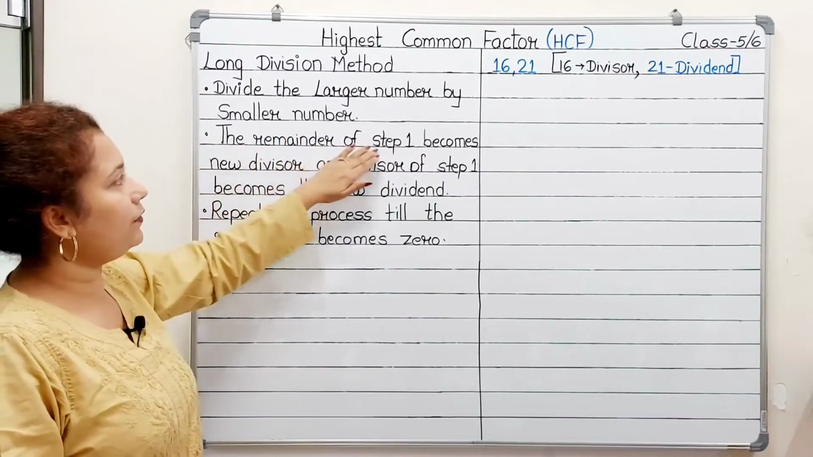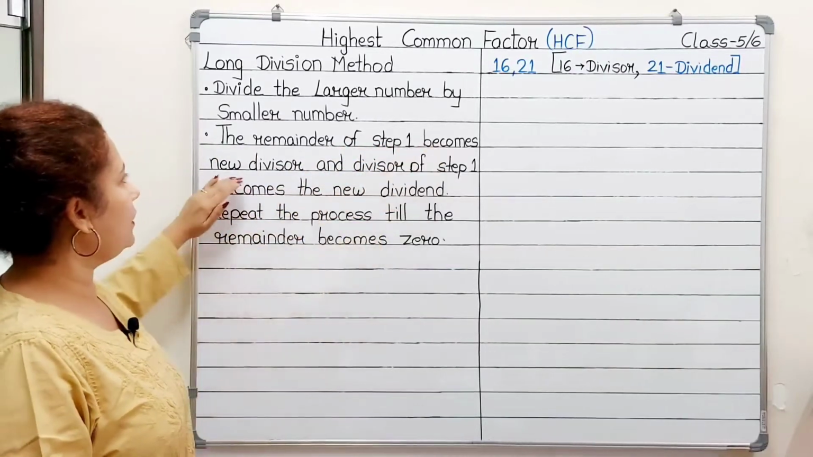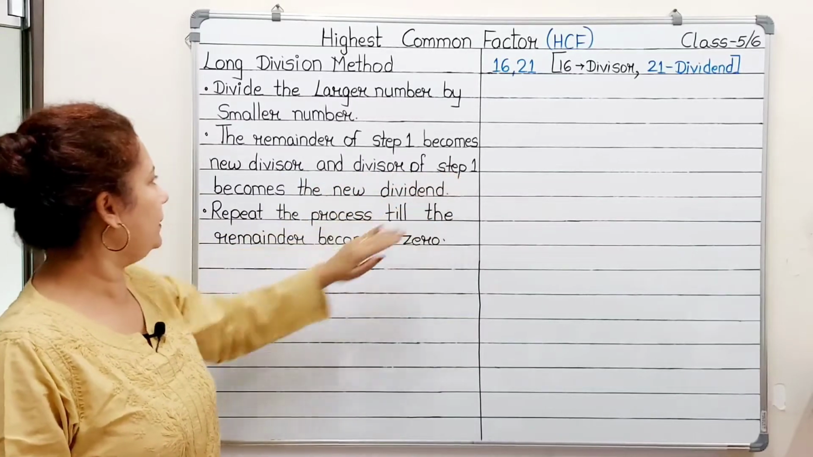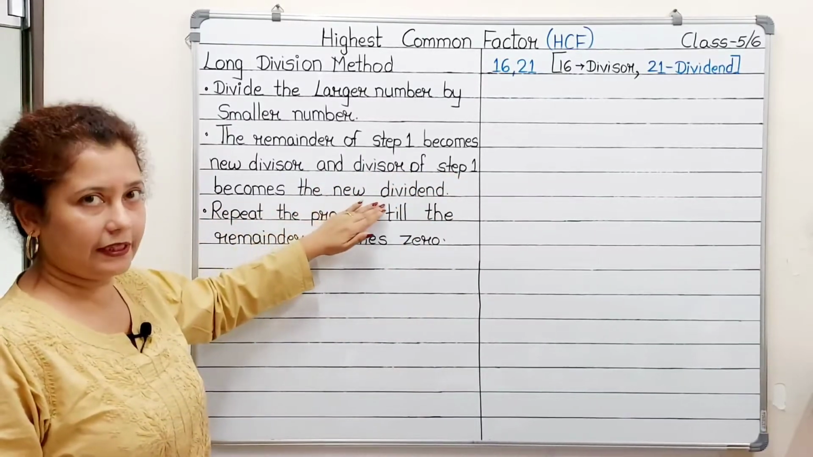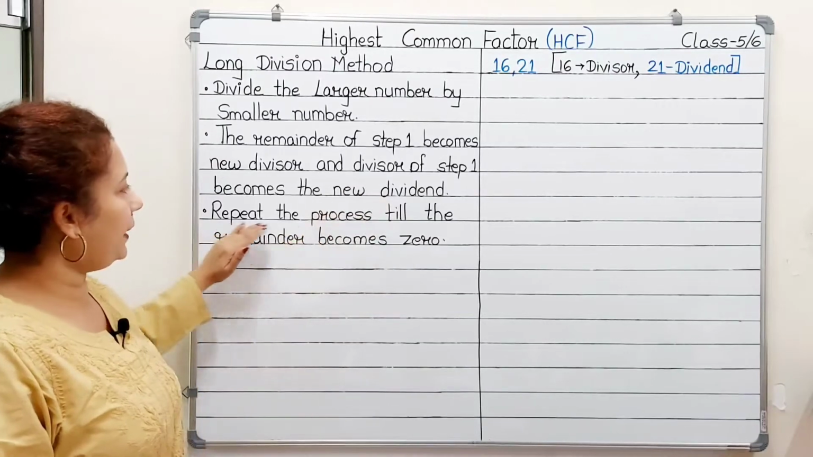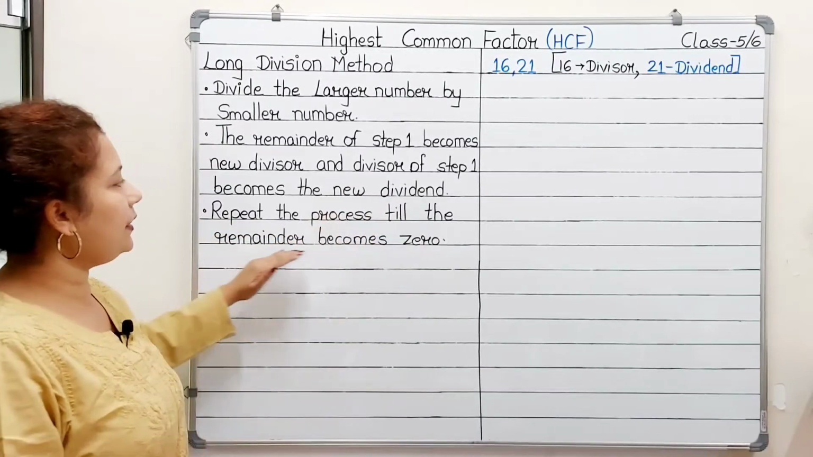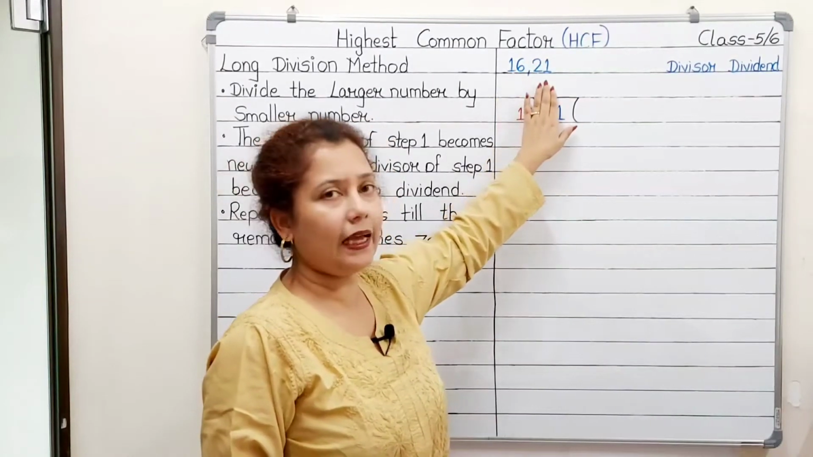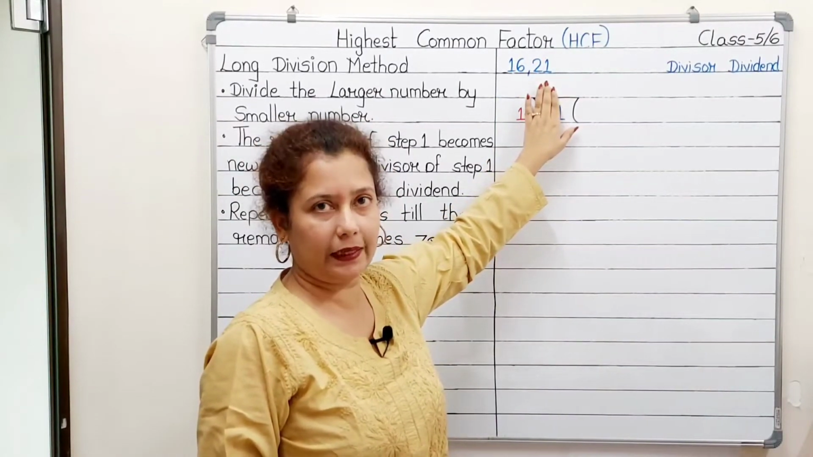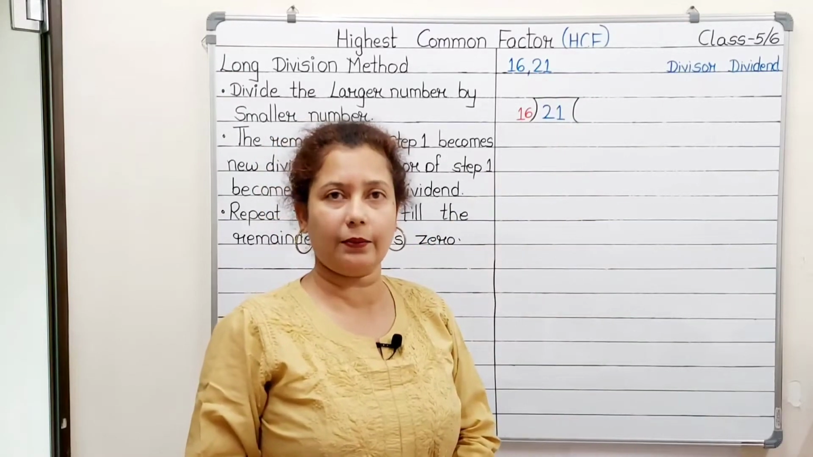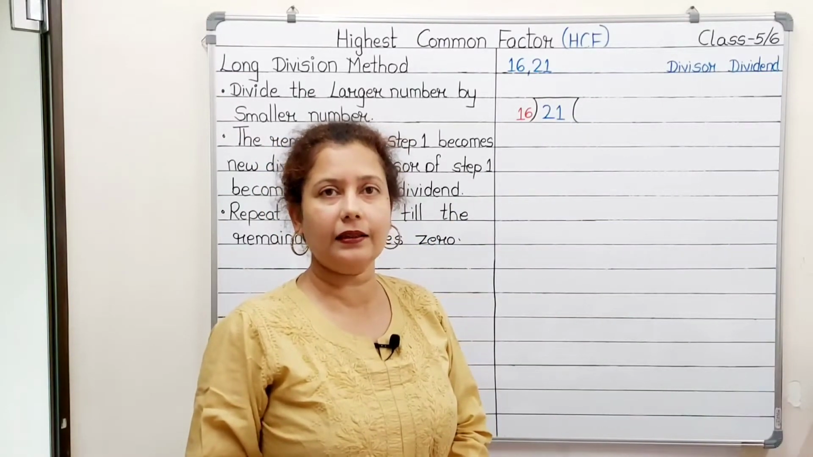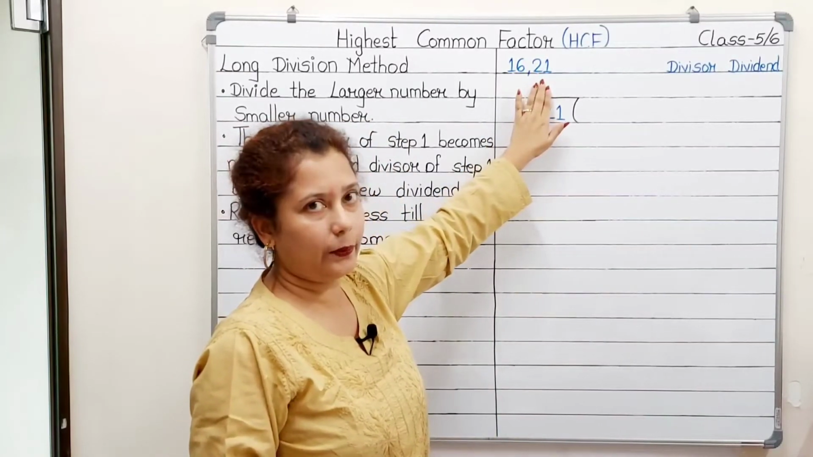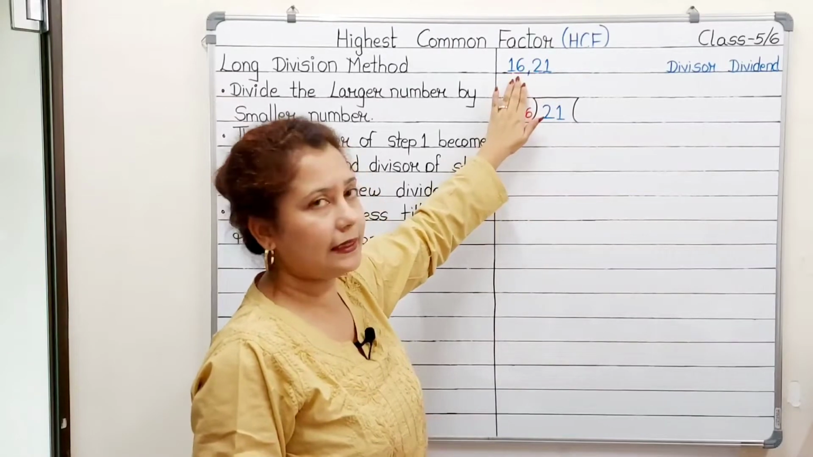That means we will divide by that number. The remainder of step 1 becomes new divisor and divisor of step 1 becomes the new dividend. Repeat the process till the remainder becomes 0. Now we will find HCF of 16 and 21 by long division method. I have taken smaller numbers so that we can understand the steps easily. 16 is smaller than 21. So we will divide 21 by 16.